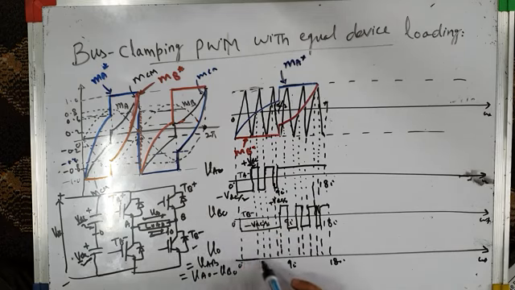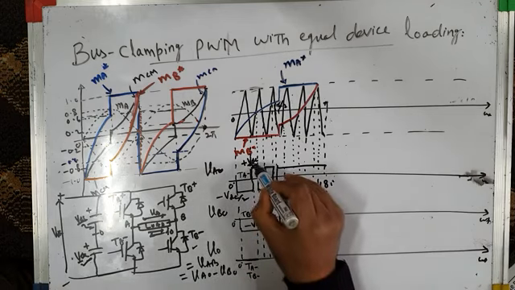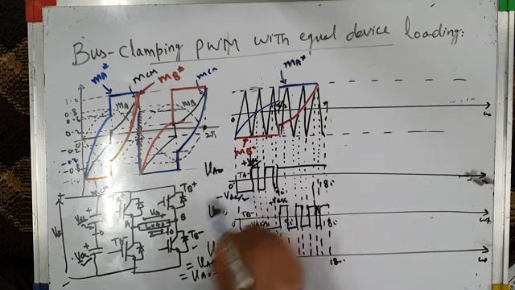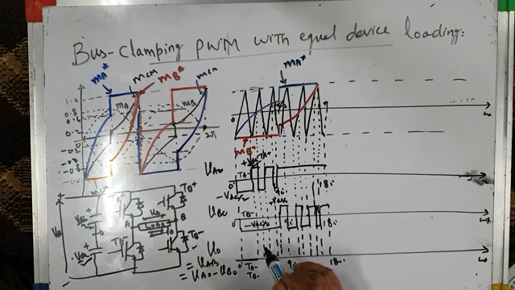So that means during this period, inverter output voltage V0 is 0 and bottom switches of both the legs, that is TA minus and TB minus, are on. And then from this instant to this instant, top switch, VAO is plus VDC by 2. That means top switch TA plus is on.